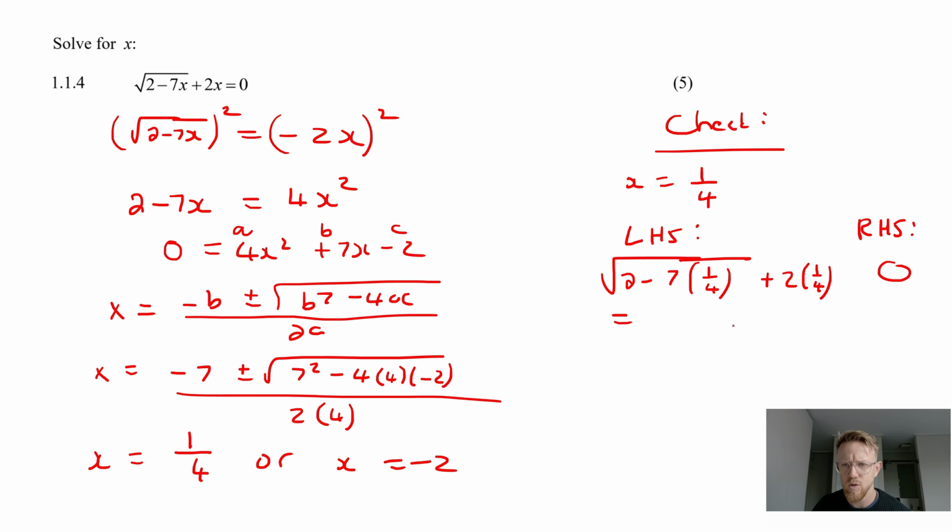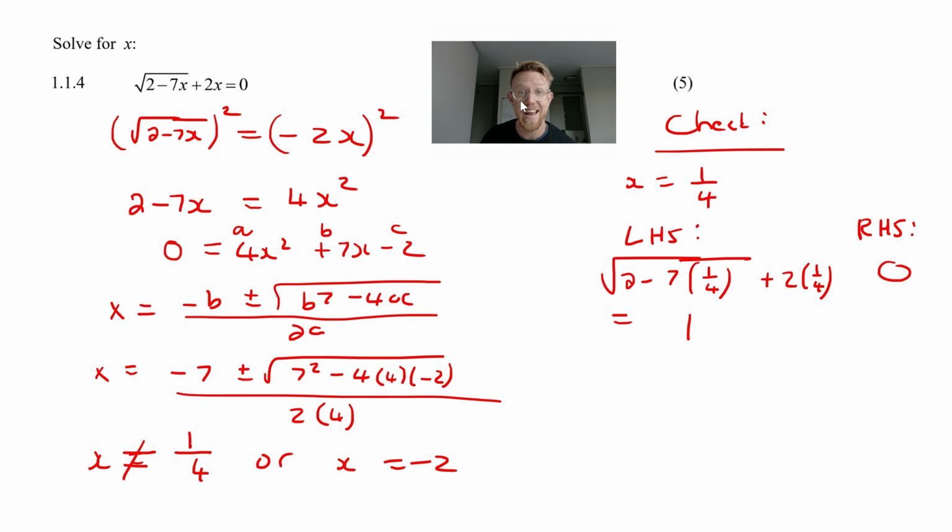Okay, that gives us 1, and so this does not equal the right-hand side. And so we're going to put a little line through this one because that one is causing a bit of a problem. The left-hand side has to be the same as the right-hand side. Now we're going to go check the other one. So now we're going to go check x equals -2.